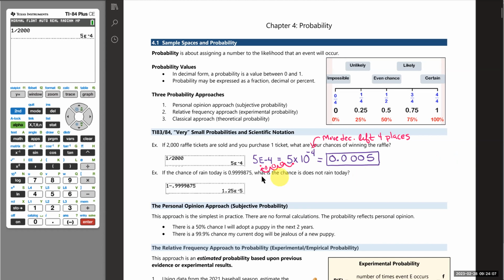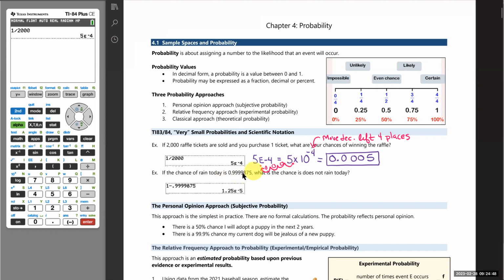Okay, so we need to be on the lookout for values that have an E at the end. And remember that probability in decimal has to be a number from 0 to 1. So 5 can't be a probability anyway. So you would know to be looking for that E-4 or some E value at the end to determine how to move the decimal. All right, so this is going to come up in different spots during the semester. So I just wanted to do one more here. It says if the chance of rain today is 0.9999875, so getting very close to 1.